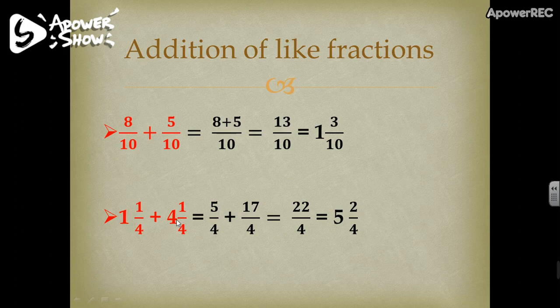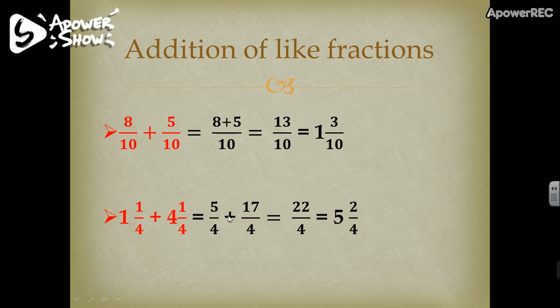Now 4 1 by 4 can be expressed as 17 by 4. How? 4 multiplied by 4 equals 16, and then add 1 to the result. So 16 plus 1 is 17. So 4 1 by 4 can be written as 17 by 4. So these are the mixed fractions and these are improper fractions. Before adding, you have to express these mixed fractions as improper fractions.